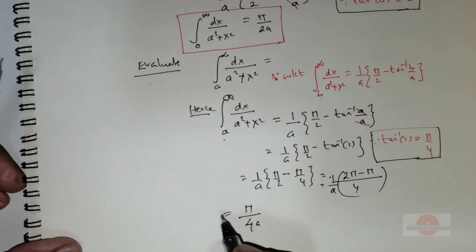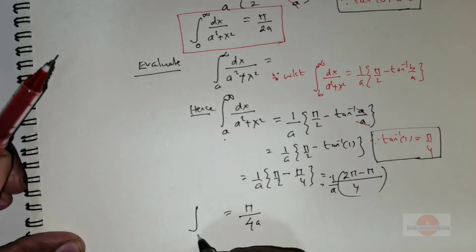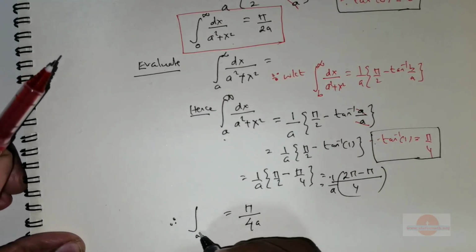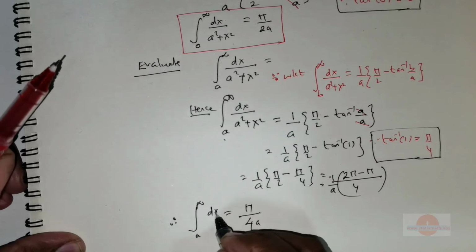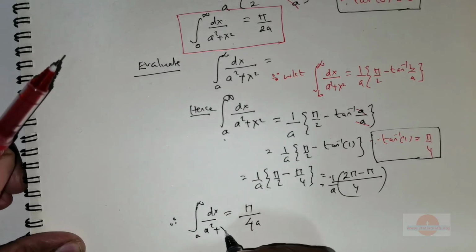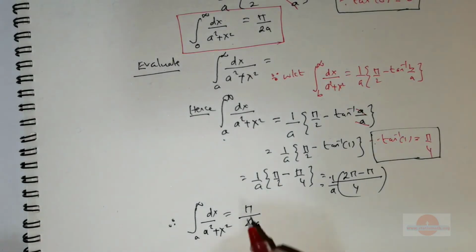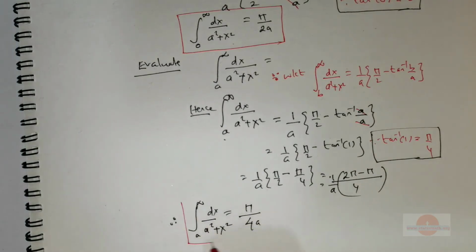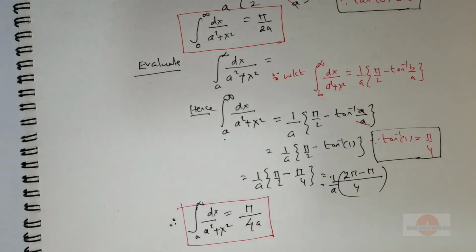So you can write the final output: therefore the integral from a to infinity of dx divided by a squared plus x squared is equal to pi over 4a. So this is the solution for this question. Now we can still further go and do the next question.